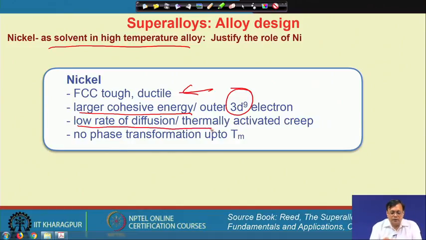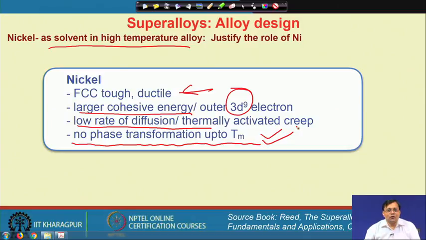very low rate of diffusion and thermally activated creep, because creep is one of the most important properties to be considered for a high temperature material, and the most important thing is that up to the melting temperature there is no phase transformation in nickel. And this is a very important aspect, that there is no degradation or alteration of the properties as far as nickel is concerned.